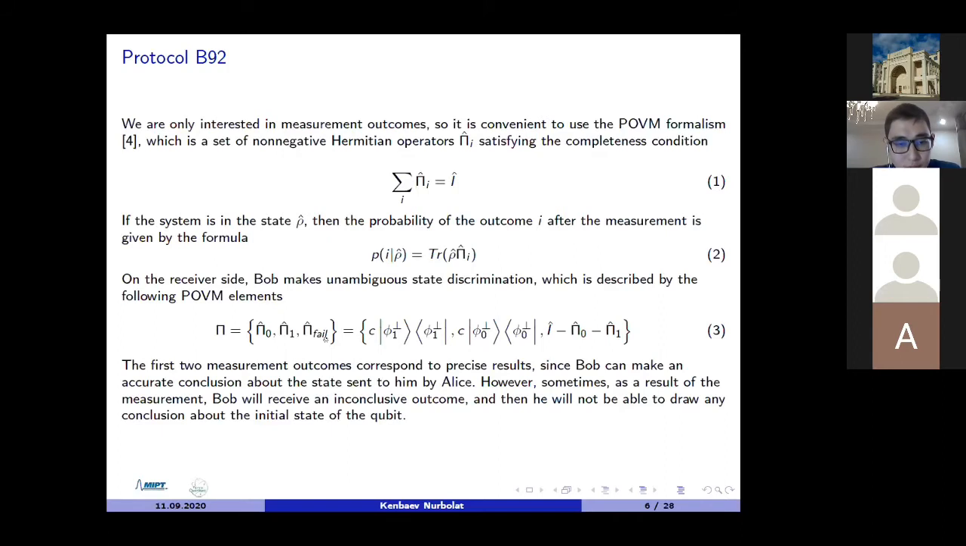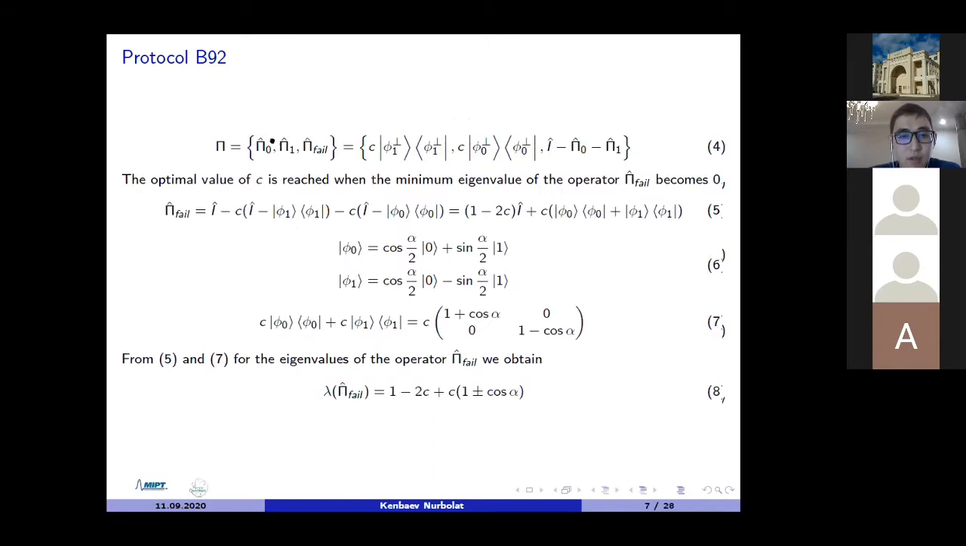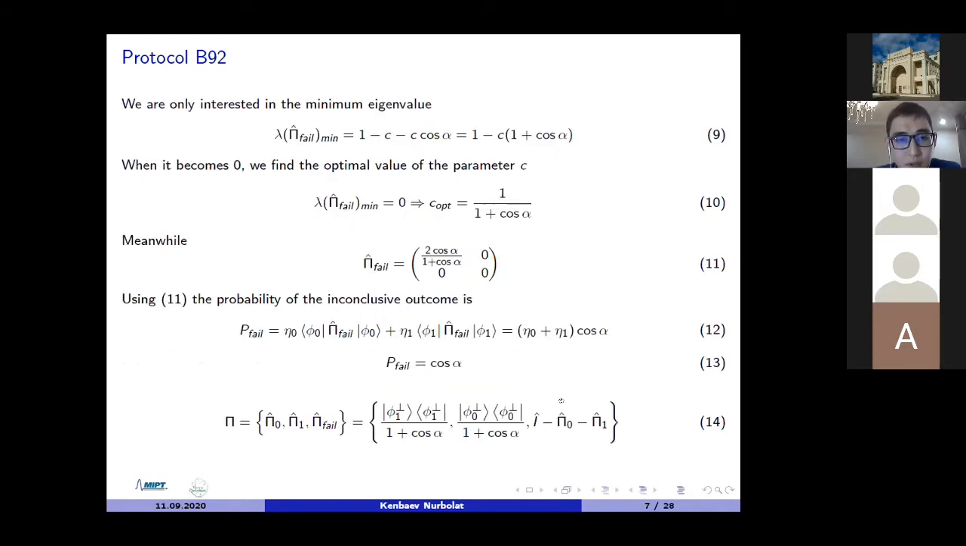But sometimes Bob will receive an inconclusive outcome, and it will give no useful information to Bob. However, this measurement will not give him a wrong answer, but sometimes he will obtain no useful information. Unfortunately, we can't completely rule out the inconclusive outcome, but we can minimize the probability of the inconclusive outcome. We can do this by increasing the parameter C. We can increase it until the operator corresponding to the inconclusive outcome remains non-negative. And when its minimum eigenvalue becomes 0, we obtain the optimal value. Let us calculate this parameter. First of all, we calculate the minimum eigenvalue, and when it becomes 0, we obtain the optimal value of parameter C.